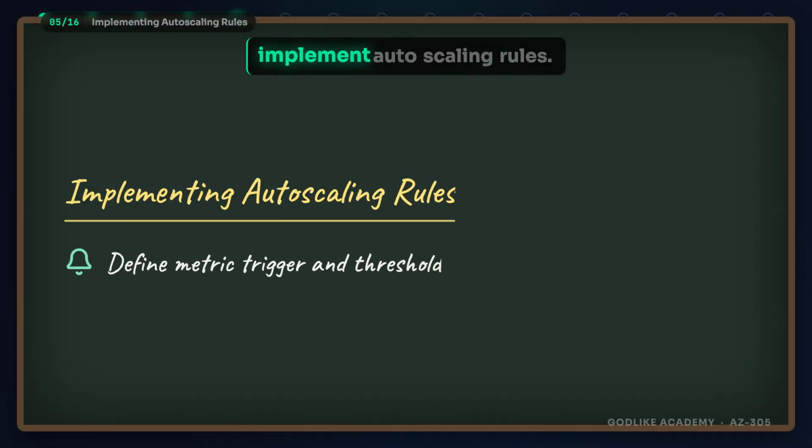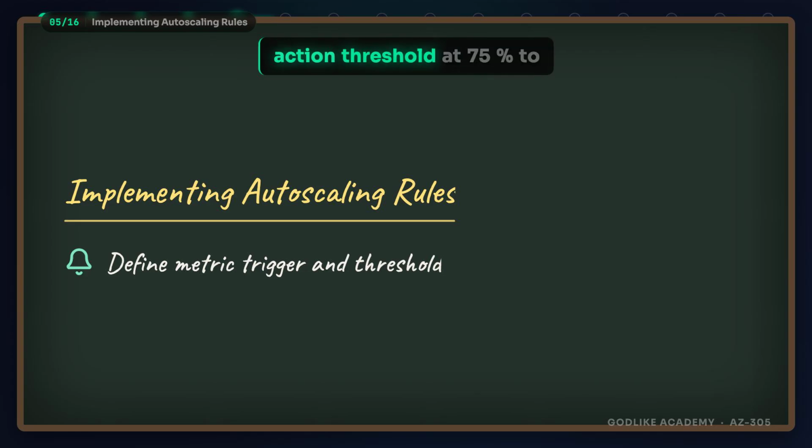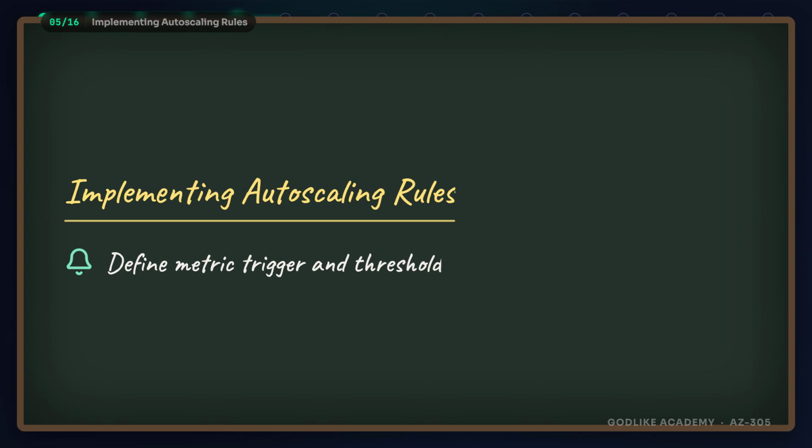Now let's look at how to implement auto-scaling rules. We will walk through this procedure step by step. First, you must define the metric trigger that tells Azure when to react. This involves selecting a specific metric like percentage CPU and setting a threshold condition. You will typically set a warning threshold at 60% and an action threshold at 75% to prevent premature scaling events that waste compute credits.